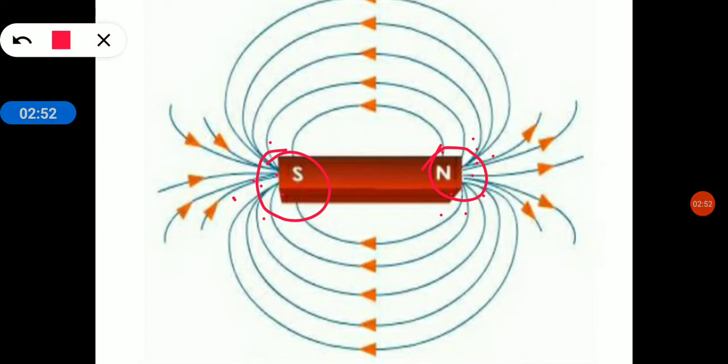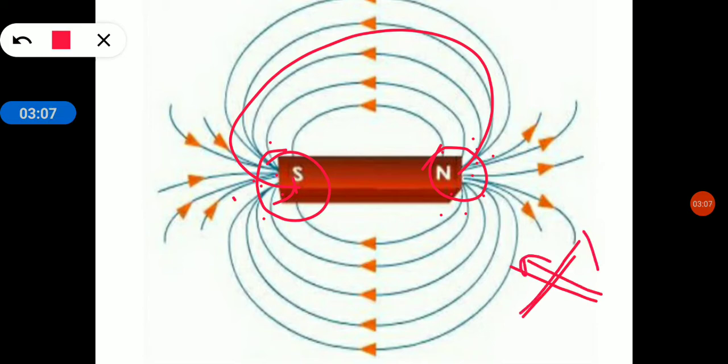Magnetic field lines come out from the north pole and go into the south pole, and they never intersect each other. Why? Because if they intersected, they would form two directions at one point, which is impossible. They also make a closed loop inside the magnet. These ends are known as poles of the magnet. Magnetic poles always exist in pairs.